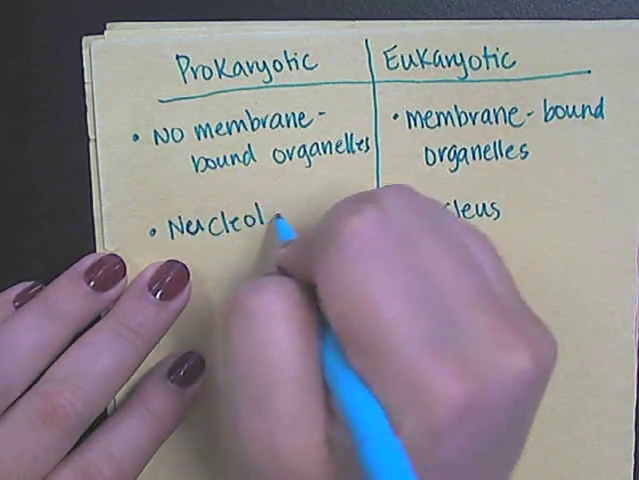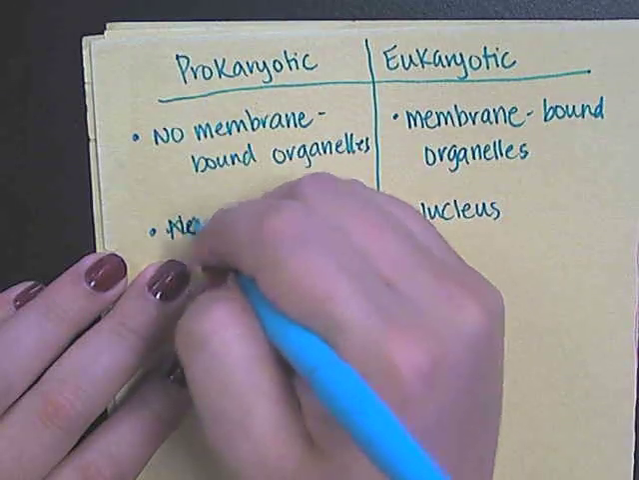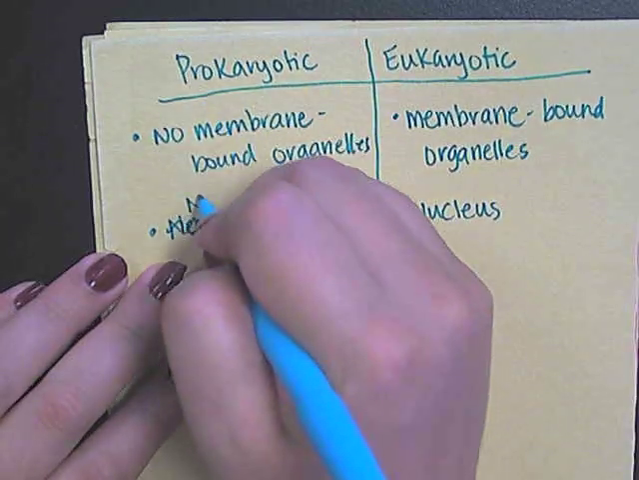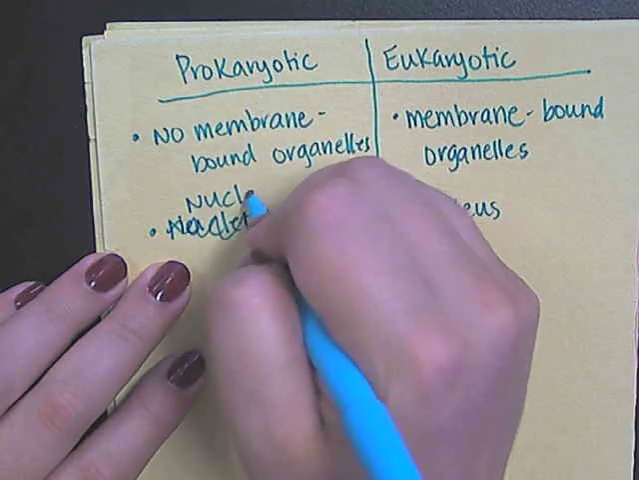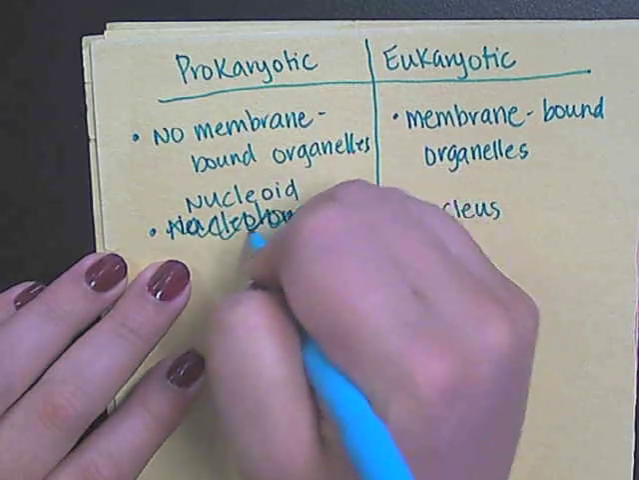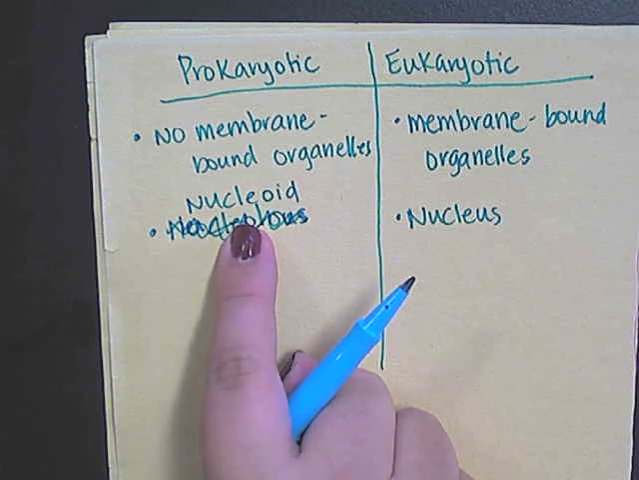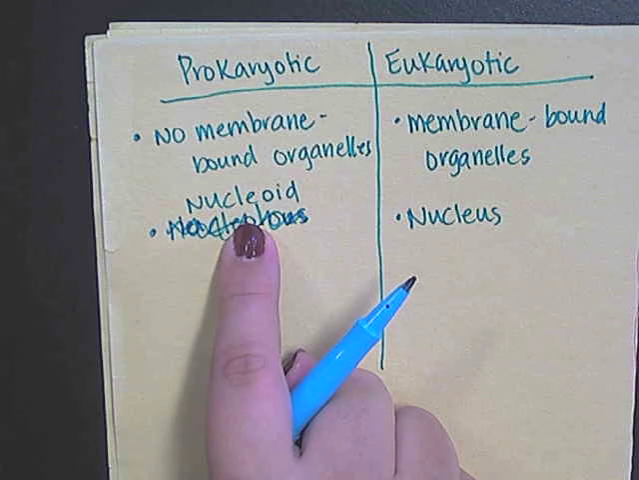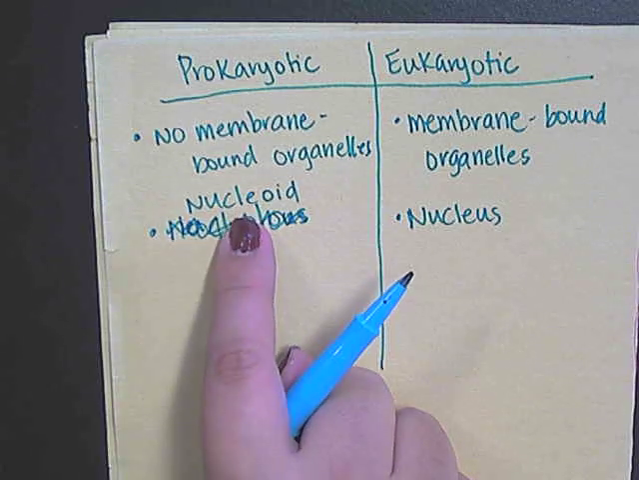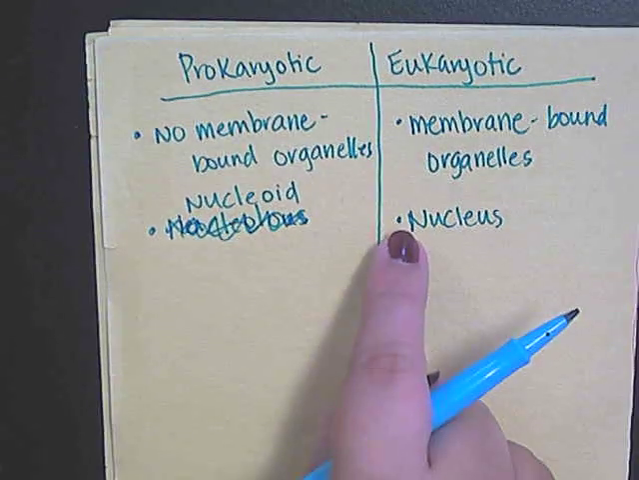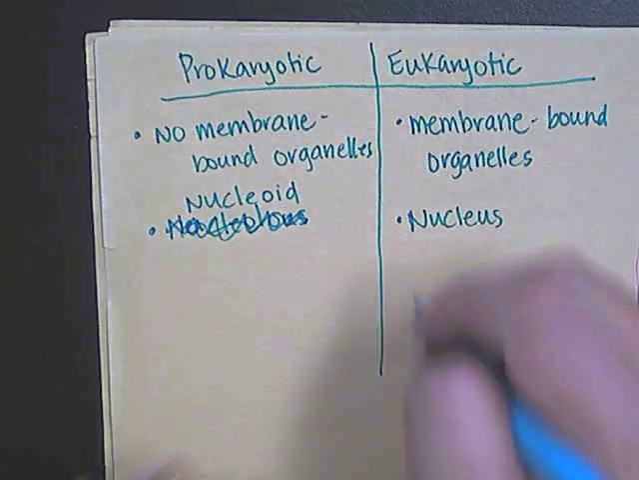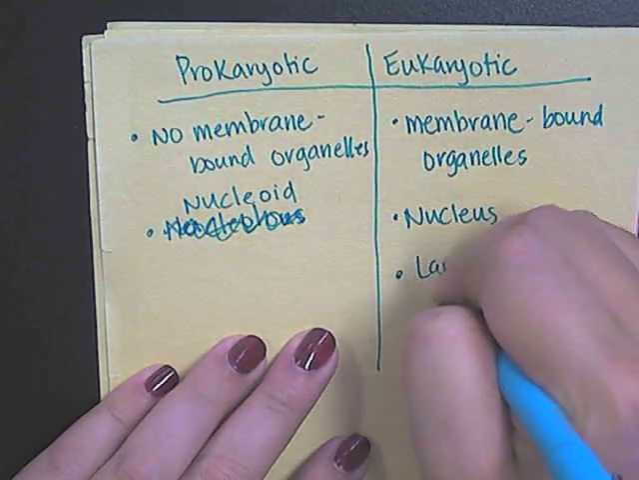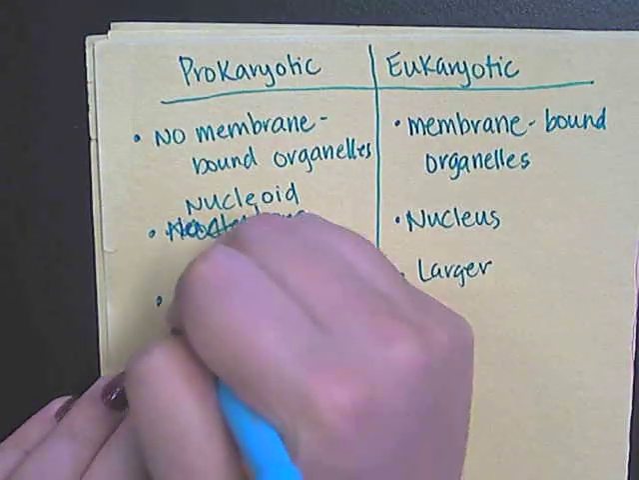Instead, you have the nucleoid, getting ahead of myself. The nucleoid is not membrane bound. It's just an area within the prokaryote where you are likely to find the DNA of the prokaryotic cell. So the nucleoid is not membrane bound. The nucleus is membrane bound.